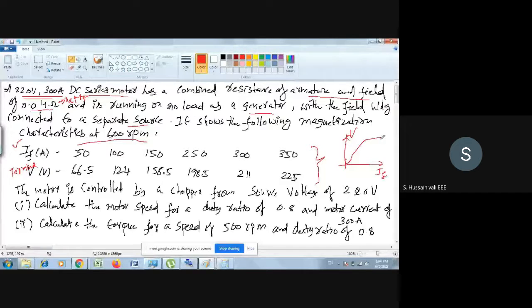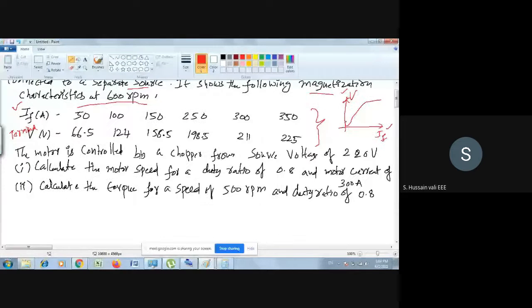Okay. So this is between terminal voltage and the field current. So terminal voltage and the field current. So based upon that you have what is called the magnetization characteristics. So that characteristics he has given at the top. Then what he is asking, the motor is controlled by a chopper.